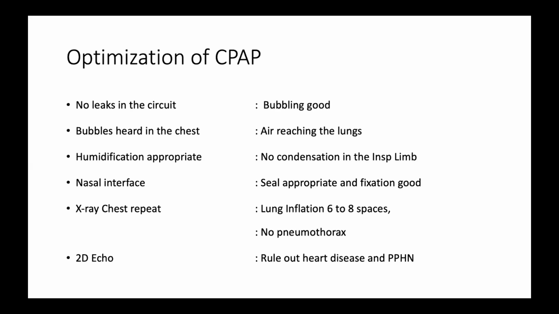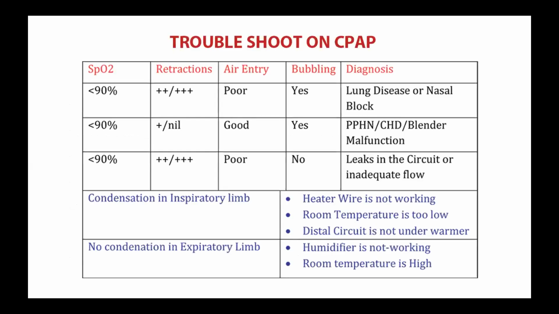The X-ray chest should show inflation of 6 to 8 spaces, and ideally there should not be any pneumothorax. And still, if you want to say that CPAP is optimized and it could be a cardiac problem, then you need to get an echo. And if PPHN is there, you can optimize PPHN by using supportive care before you can say that your CPAP has failed.